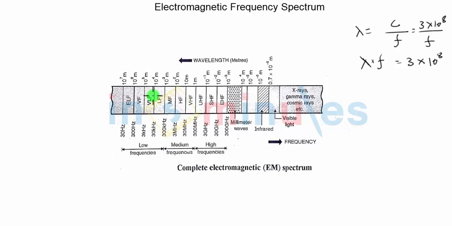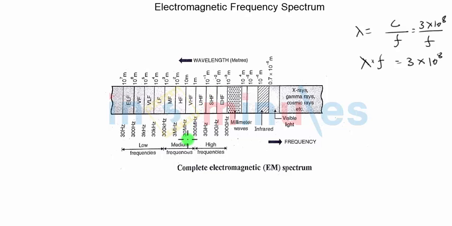The next slot is VLF, which stands for very low frequencies. It ranges from 3 kilohertz to 30 kilohertz. The next are LF, MF, and HF. These three slots are called low frequency, medium frequencies, and high frequencies. LF ranges from 30 kilohertz to 300 kilohertz, 300 kilohertz to 3 megahertz is medium frequencies, and 3 megahertz to 30 megahertz is the range for high frequencies.